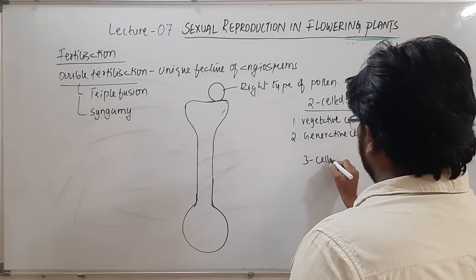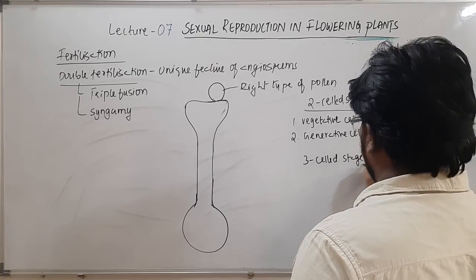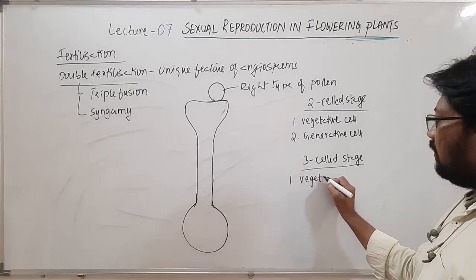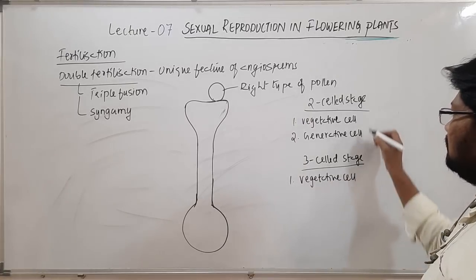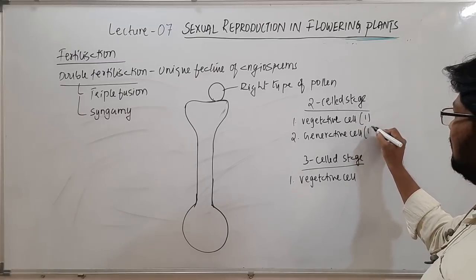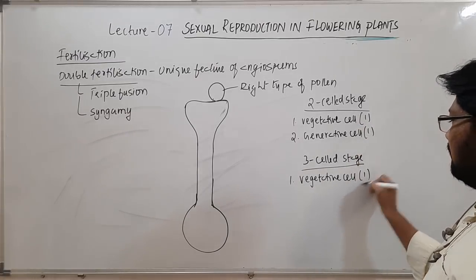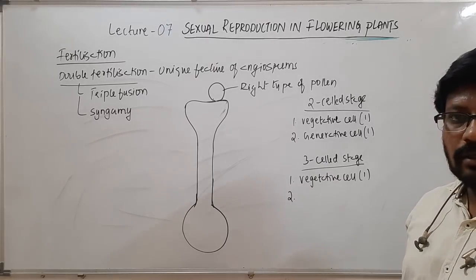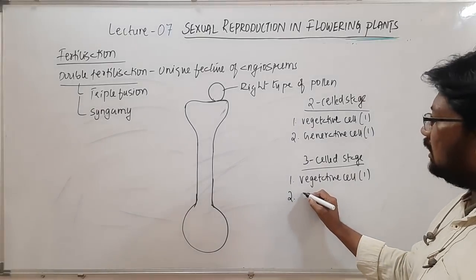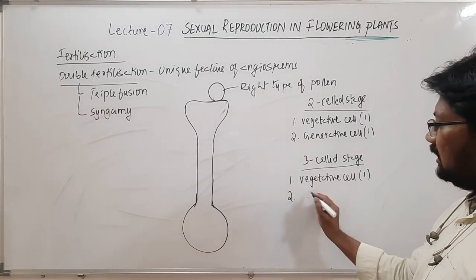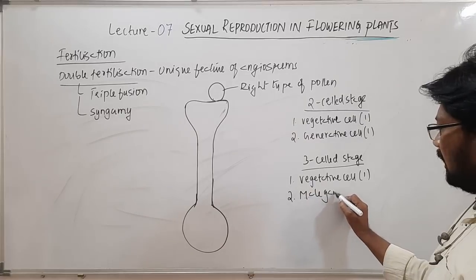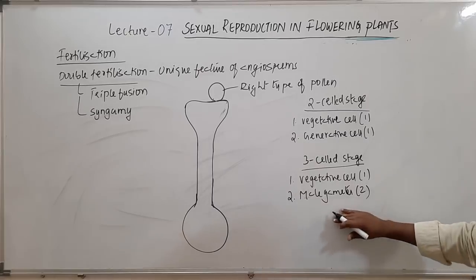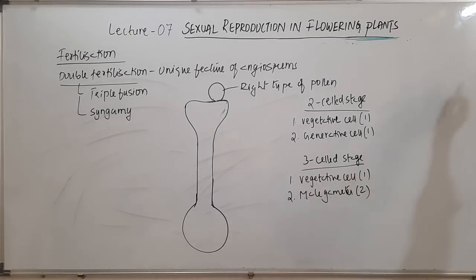If the pollen grain is at the three-cell stage, then it will have one vegetative cell and one generative cell. The generative cell itself divides by mitosis and produces two male gametes. So in this case it will have two male gametes. That is the reason why I have mentioned the three-cell stage.